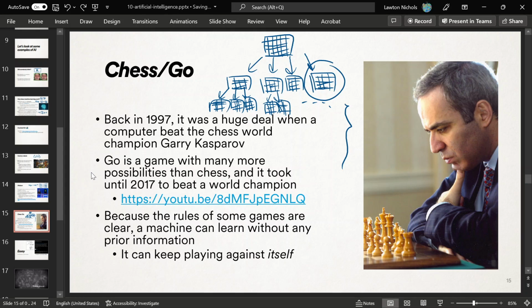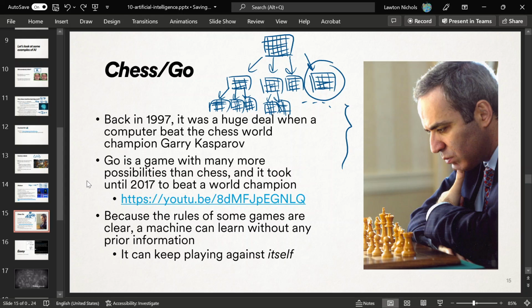Go was even harder. A piece of software did not beat a world champion until 2017. Definitely watch that video. It's another cool thing to think about. You can think of chess as having a bunch of options, right? You have, how many squares is it, 8 by 8 or something? There's a bunch of different squares that you can move things to. Go has a lot more, and so that's why that tree gets a lot wider and a lot deeper, and that's why it was harder to beat humans at.